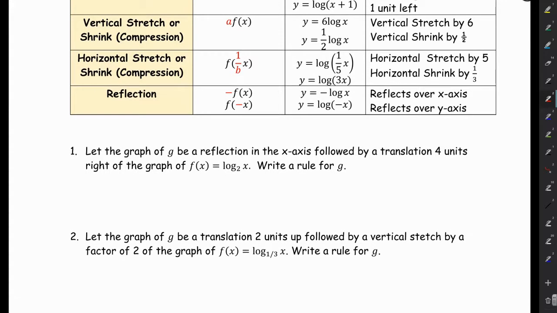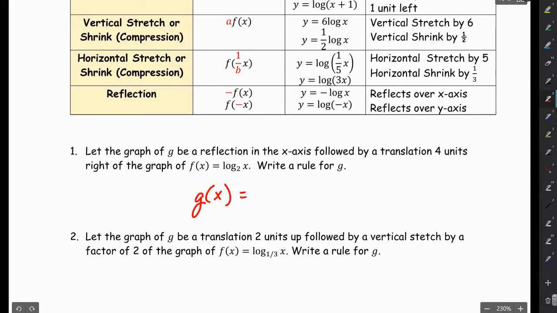Let the graph of g be a reflection in the x-axis, followed by a translation 4 units to the right of the graph for the function log base 2 of x. Write the rule for g. So I would suggest for both 1 and 2, you pause the video and see if you can do these on your own. So we have g of x is our new function.